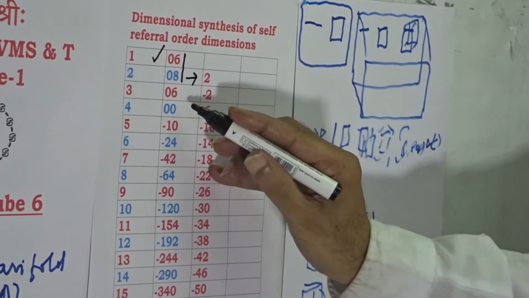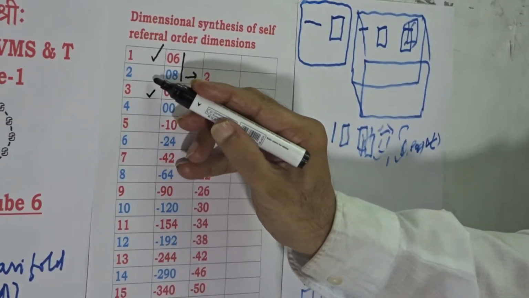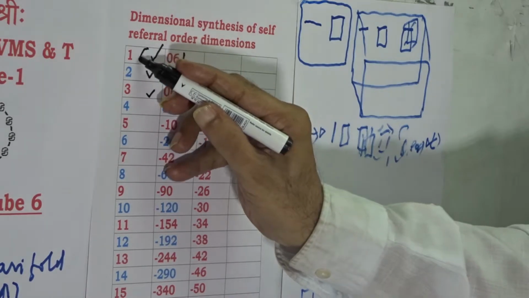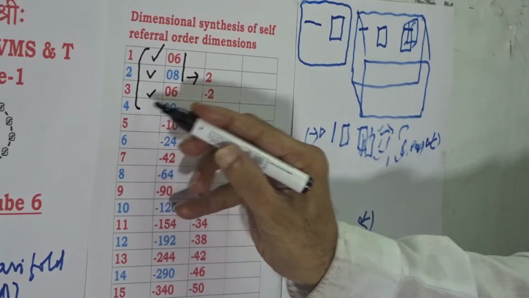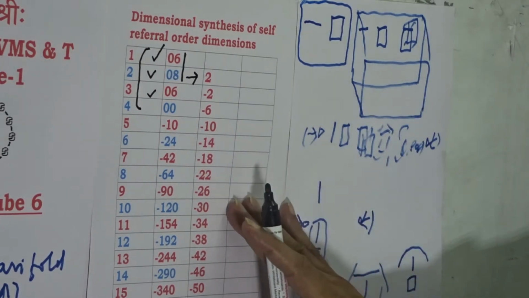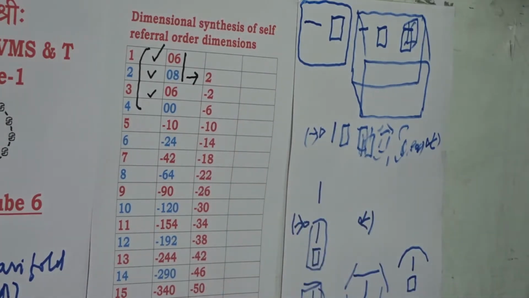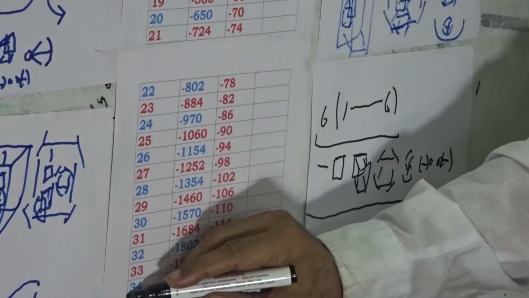A step ahead, when 3 dimensions are there, it takes again to value 6. It is this feature, it is this value which is to be comprehended. Now from here we have to proceed step by step and reach up till 34 steps.